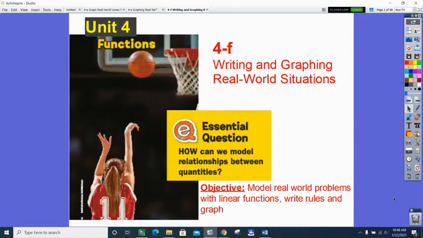Hi, everybody. Today we're going to add a step on the top of our graphing real-world situations, and we're going to learn how to write those function rules from the words. So our goal today is to model real-world problems with linear functions. We're going to write the rules, and we're going to graph them.